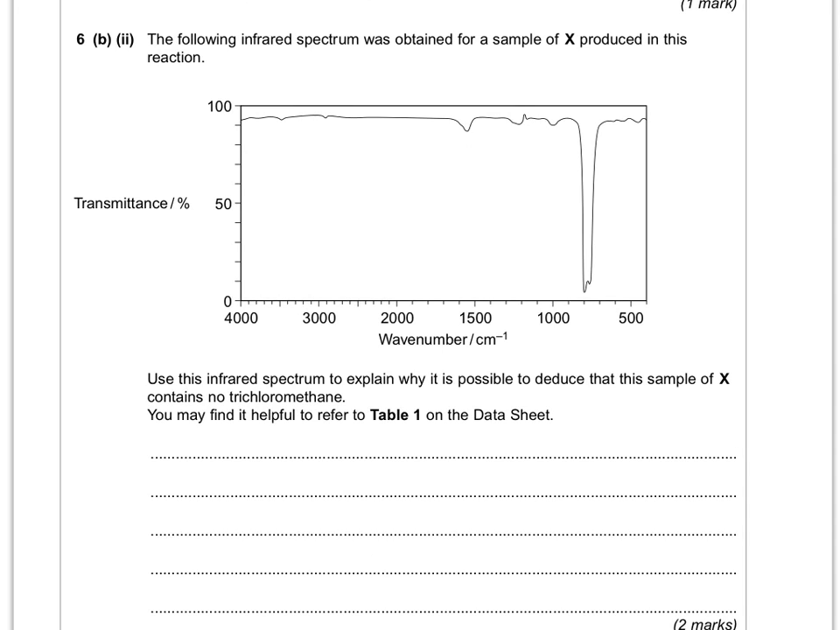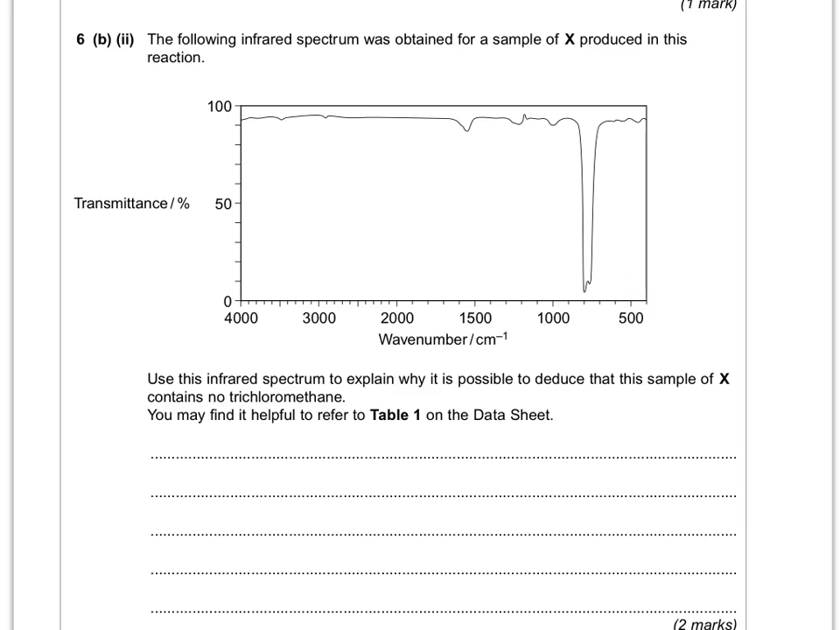Use this infrared spectrum to explain why it's possible to deduce that the sample of X contains no trichloromethane. A lot of you were pointing out that this peak was for a carbon-carbon bond, and one of them had a carbon-carbon bond, the other one didn't. That is irrelevant because neither of them have a carbon-carbon bond, so you can't use that to distinguish between them. It's like saying that neither of them have an OH peak. They don't have OH.